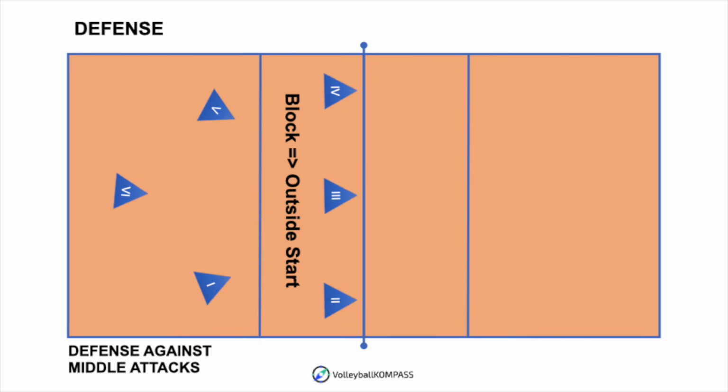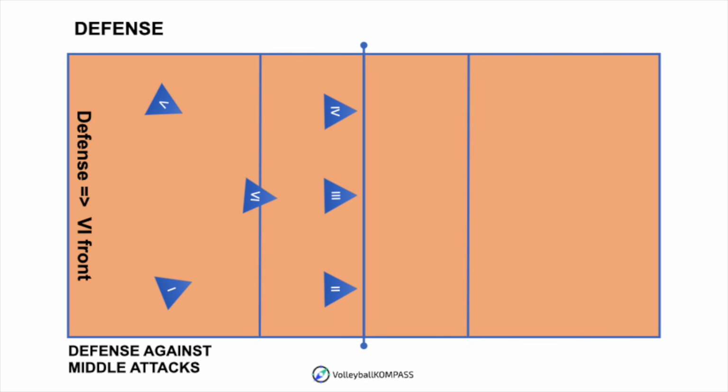So in block we differentiate between the outside start, the inside start, and a combination between outside and inside. This is named after the position of the outside block. If we want to support the middle in the middle of the court, then it's an inside start. And if we stay on the outside to make a solid block at the outside position, not supporting the middle, it's an outside start.